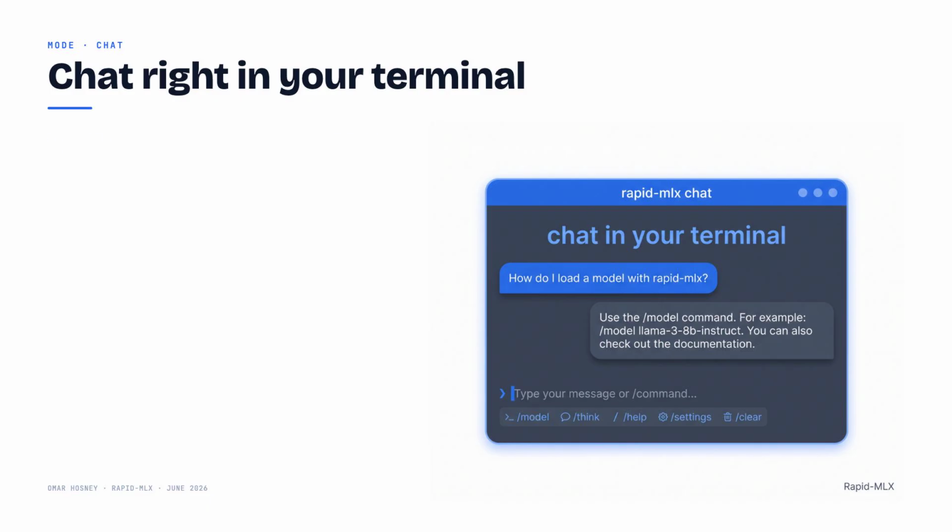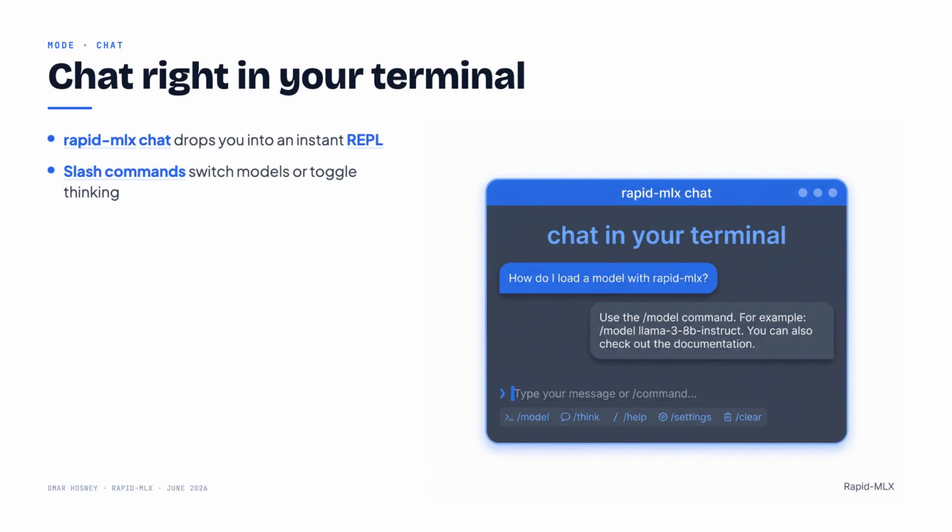Prefer the terminal? The chat command drops you into an instant REPL. Slash commands let you switch models or toggle thinking on the fly. It is perfect for a quick question with zero setup at all.